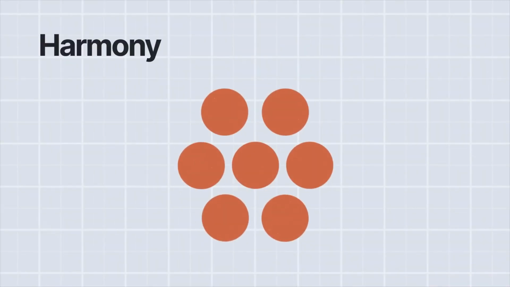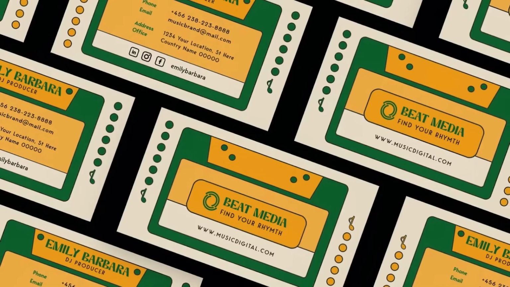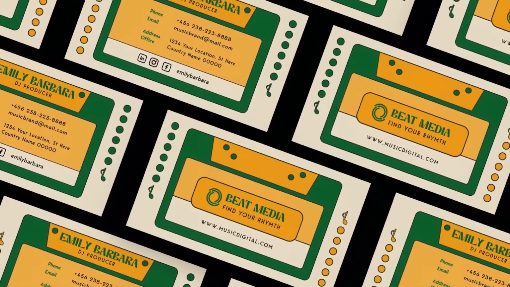Harmony. Harmony as a principle of design is the sense of cohesiveness between the elements in a composition. The elements shouldn't be exactly the same or completely different, but related in some way. Color palettes or similar textures can create a sense of unity between different components.